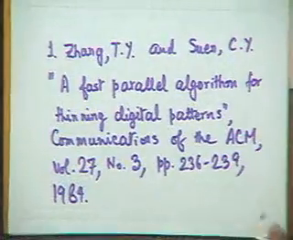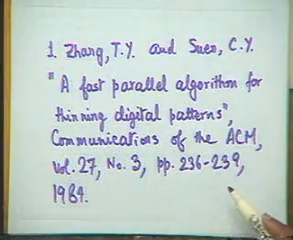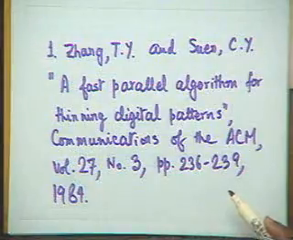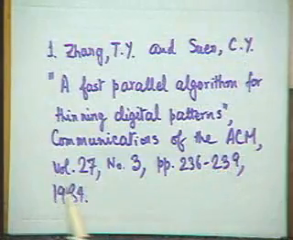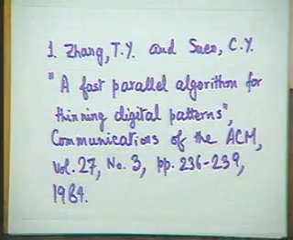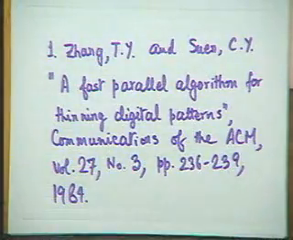Okay, I repeat, Zhang T.Y. and Suen C.Y. The title of the paper is A Fast Parallel Algorithm for Thinning Digital Patterns. It appeared in Communications of the ACM, volume 27, number 3, page 236 to 239, and it appeared in the year 1984. Okay, and subsequently some modifications were suggested in yet another paper, and the reference to that is this.